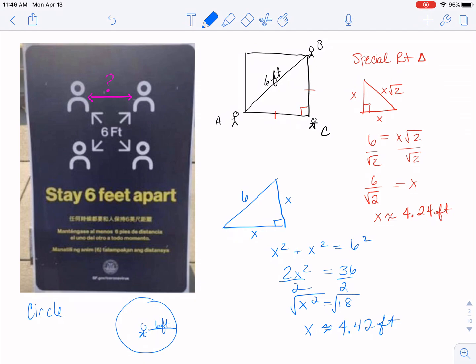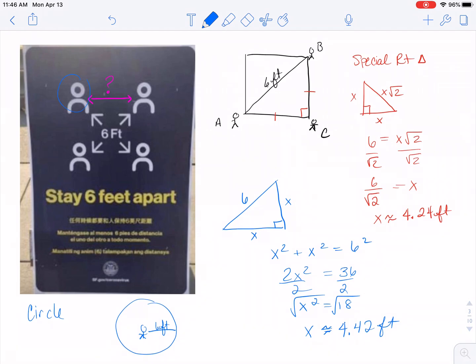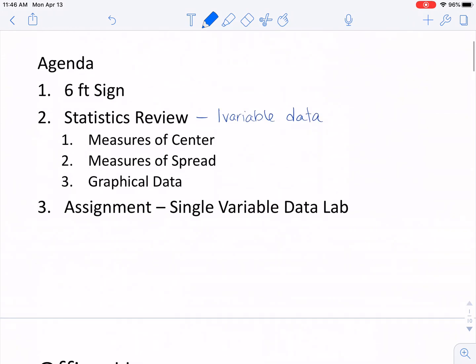But I thought this was a really interesting question because it is relevant to what we're doing right now with this whole distance learning and social distancing, but also this idea of being safe, but looking at it from a mathematical perspective, and people that maybe don't know math who are actually endangering these two people because they're not 6 feet apart if you're staying 6 feet apart on the diagonals. So, all right, back up to our agenda.